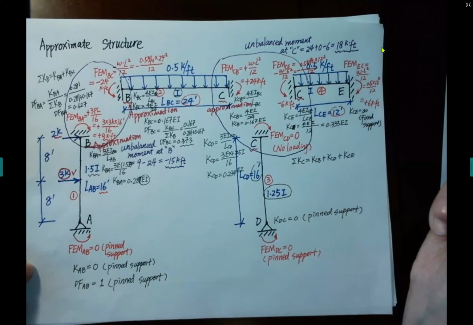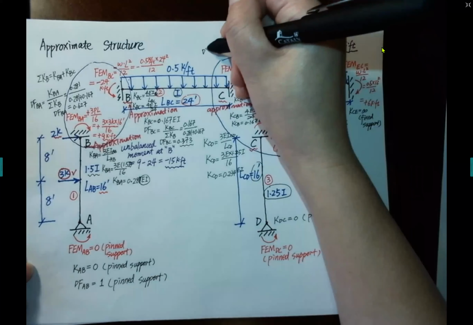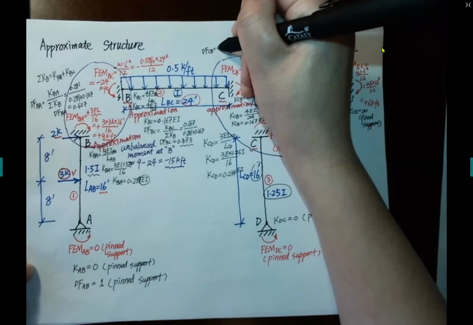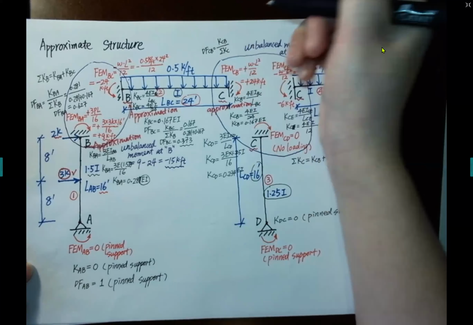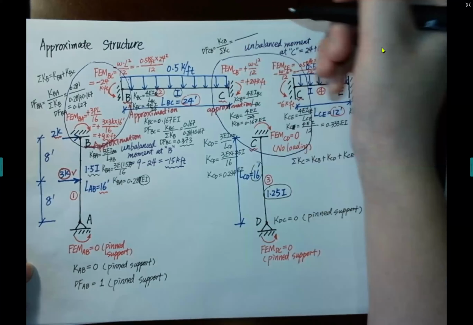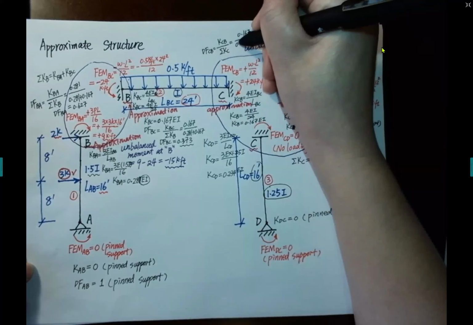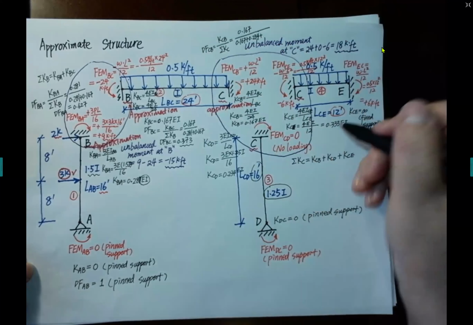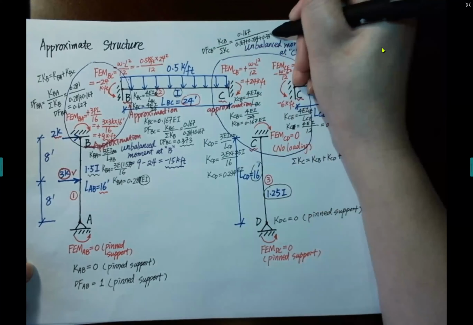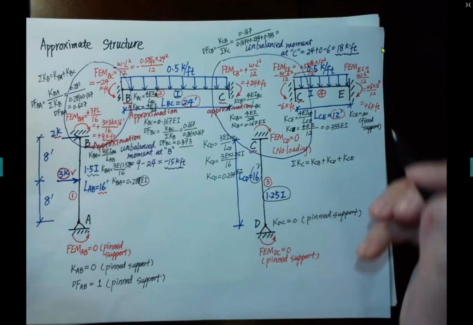And for member BC, the distribution factor for CB equals KCB divided by the total stiffness at C. Then we get KCB, 0.167, divided by 0.167 plus 0.234 plus 0.333, and the distribution factor for CB equals 0.227.